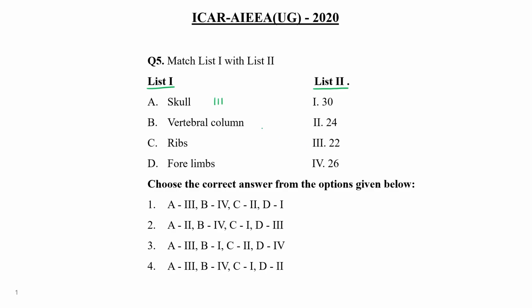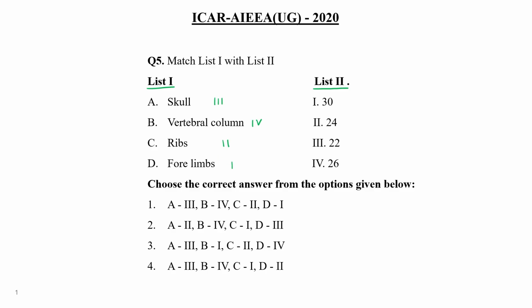Okay. Now vertebral column. In our vertebral column, the total number of bones, cervical, thoracic, lumbar, and all of them together present in our vertebral column, is 26. Okay, so it comes with choice number 4. Ribs are 12 pairs, which means 24. So C comes with 2, and 4 limbs remaining, that is 30. So D comes with choice number 1.